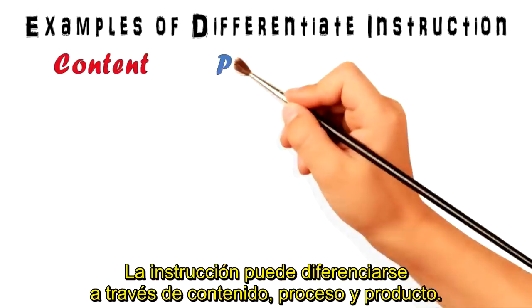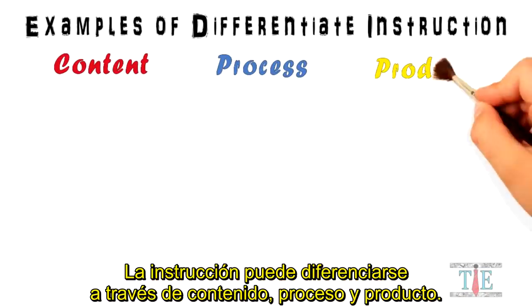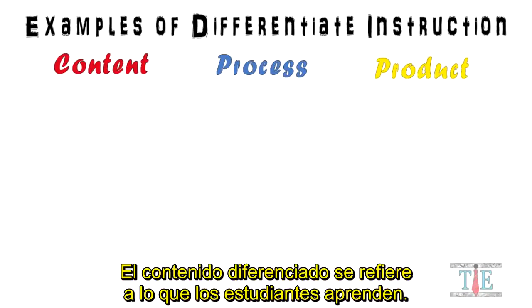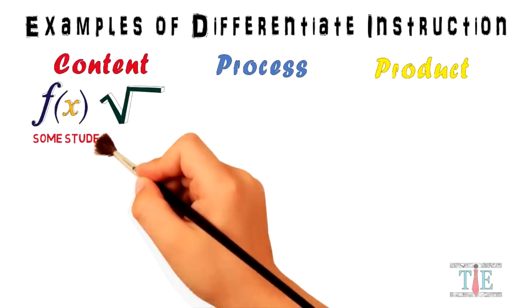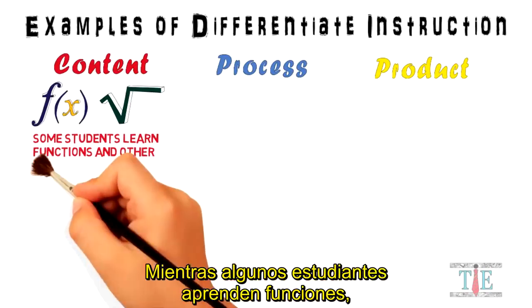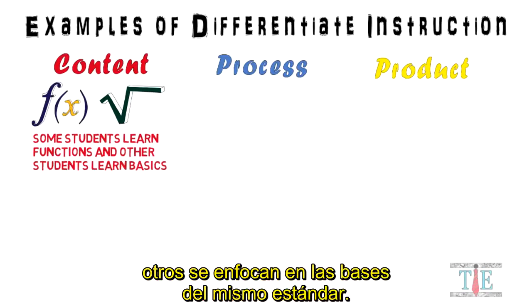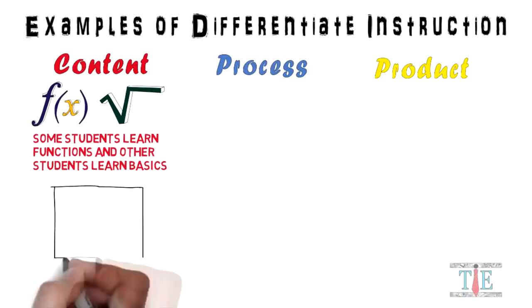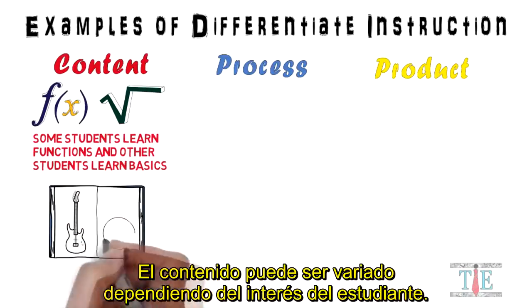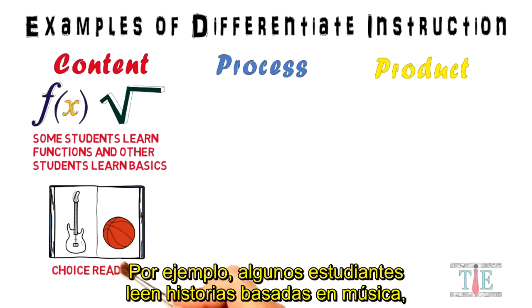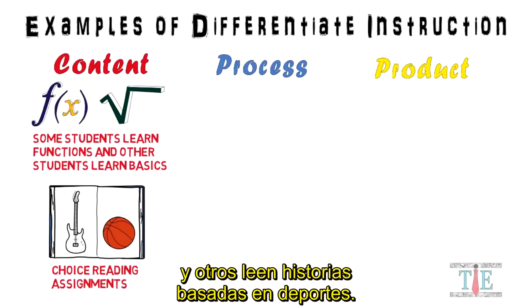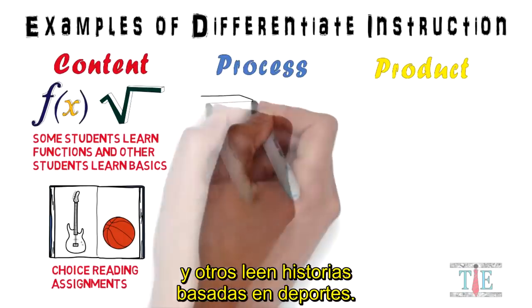Instruction can be differentiated through content, process, and product. Differentiated content is related to what the students learn. But again, you want it to be the same standard. Some students might reach functions on a standard while others are still focusing on the basics of a standard. The content delivery can be varied based on student interest. For example, some students read stories based on music, while others read stories based on sports.